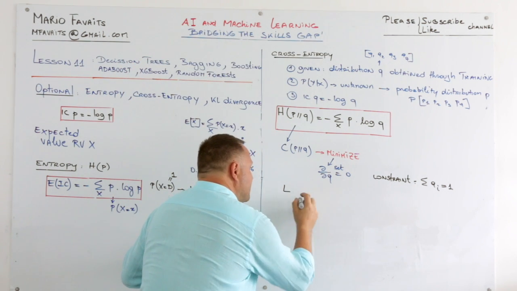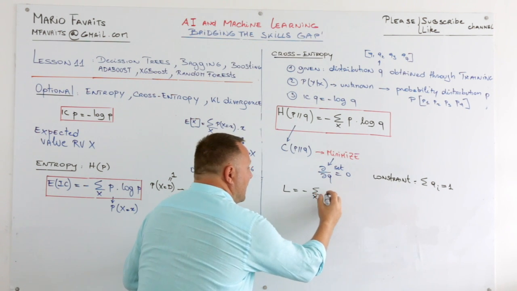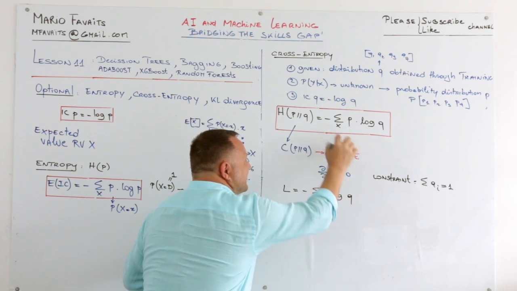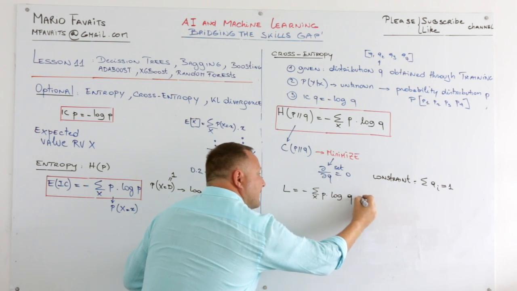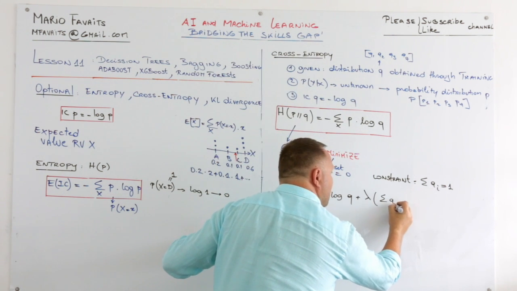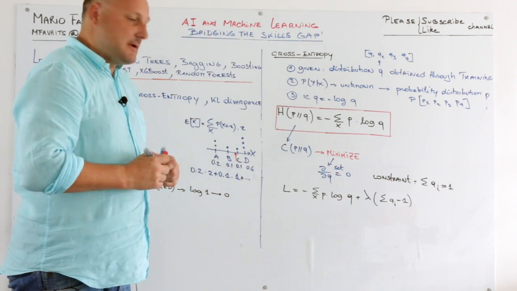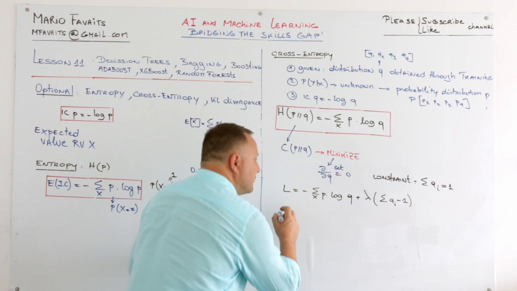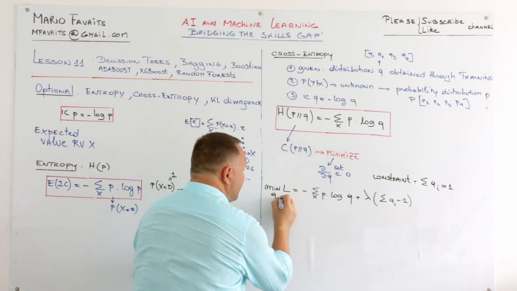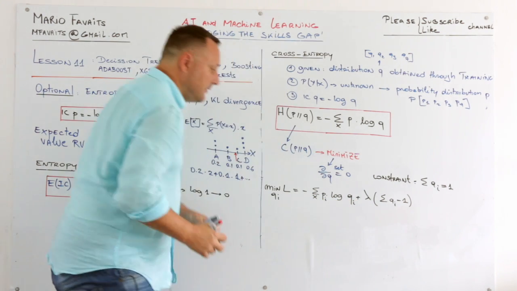So we define a Lagrangian, right, equal to minus p dot log q, which is this one, and then plus lambda times this equation here, the sum of qi minus 1. This is the function that we need to minimize. So we want to minimize this function, this Lagrangian, with respect to qi. So let's put some i's here so it becomes clear.